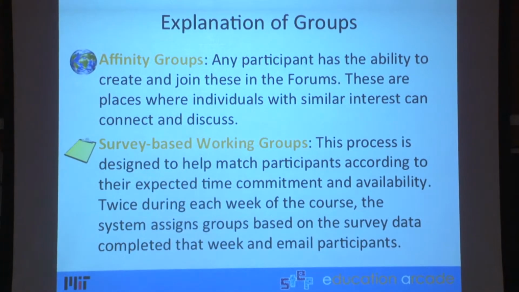The first one is affinity group. So any participant can create an affinity group. It could be about homeschooling, or perhaps teachers in Sao Paulo. Those are examples of titles. And then for the survey-based group, they basically fill out a survey that asks them questions about availability and also ability in certain areas, and they are randomly put into a group.